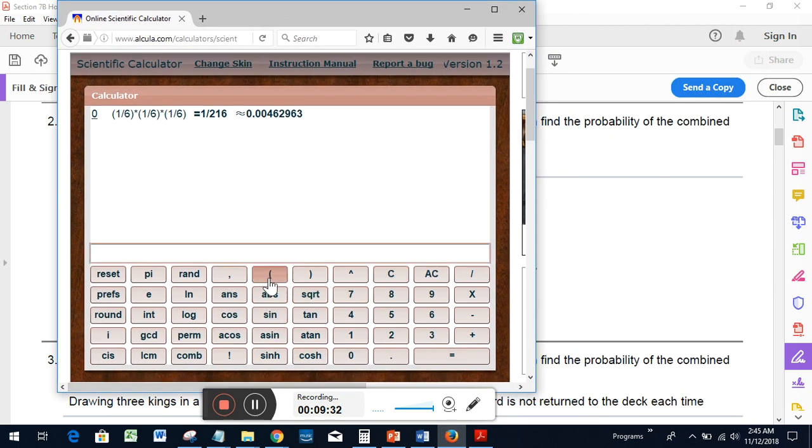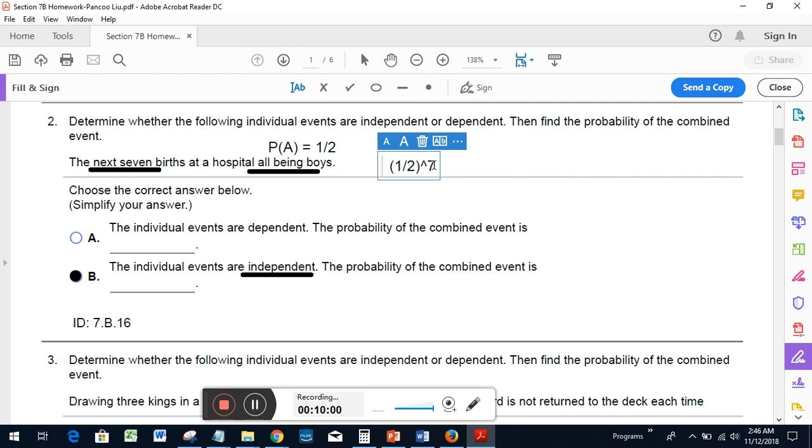So let's clear this. So 1/2. And again, this caret symbol is basically to the power of. Some calculators may have x^y or y^x. Power of 7. So they want a fraction again, so our answer would be 1 over 128. So 1/2 to the 7th power is 1 over 128. So our probability would be 1 over 128.